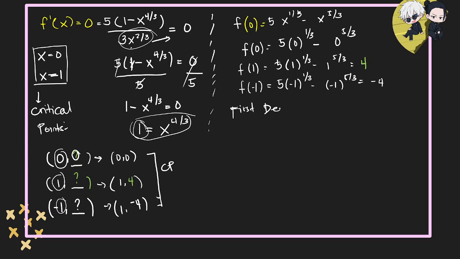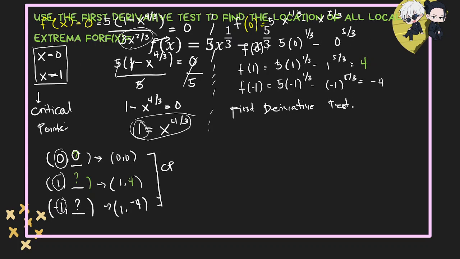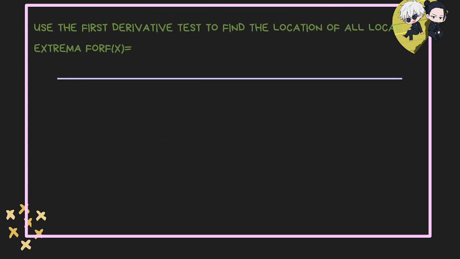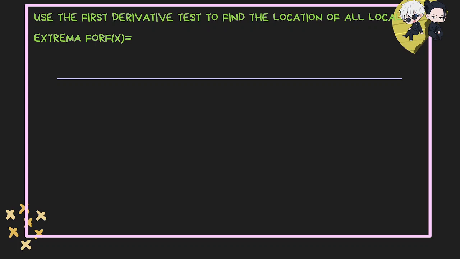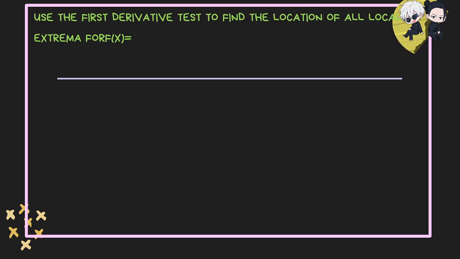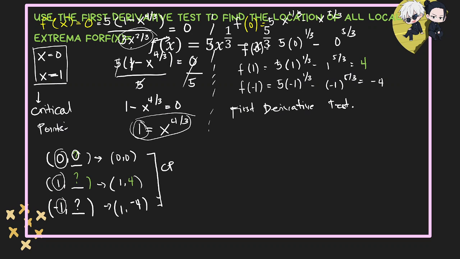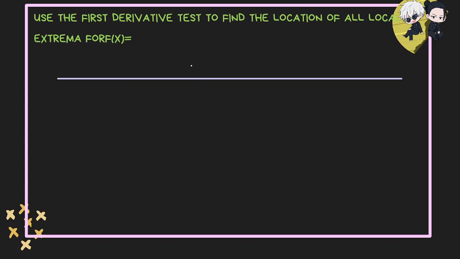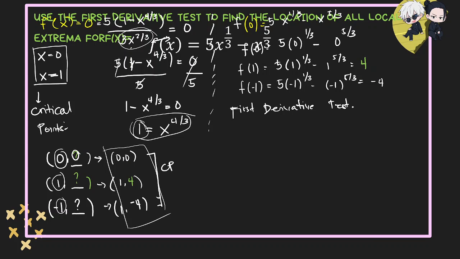first derivative test. Okay? So, paano natin yan mahahanap? So, we must use the first derivative test to find the location of all local extrema. Okay? So, para natin mahanap yan, i-graph natin ngayon sa ating number line. Ito si 0, 0, 1, 4, at 1, negative 4. So, dito, meron tayong 0. Ano pa yung mga critical points natin na nasa x? Yung 1, di ba? Tsaka negative 1. Yun lang naman yung critical points natin eh.